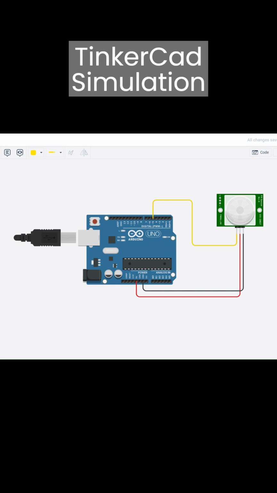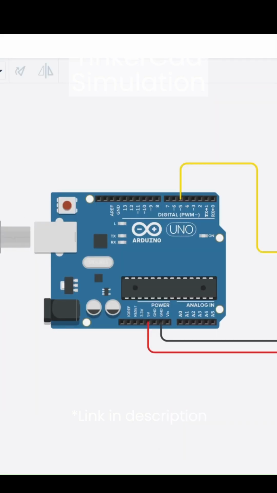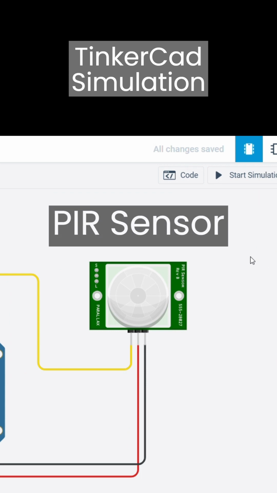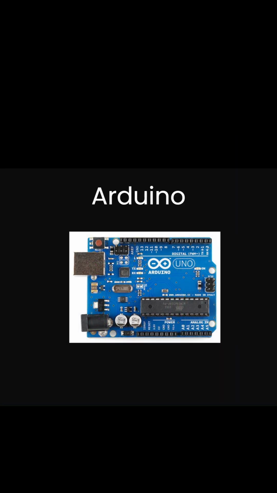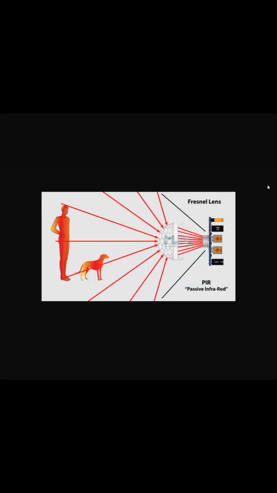So guys, this is the Tinkercad simulation. This is Arduino and this is PIR sensor. So this is an Arduino which can be controlled by programming it via Arduino IDE. Living beings emit IR radiations from their body. This PIR sensor receives the IR radiations and emits the signal.